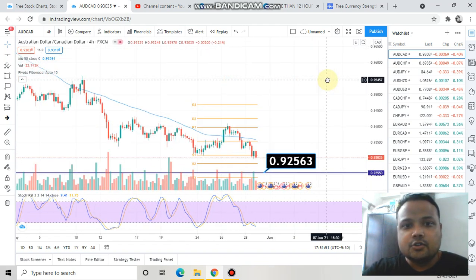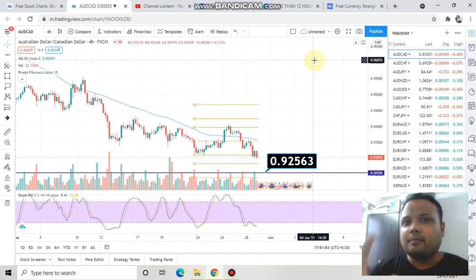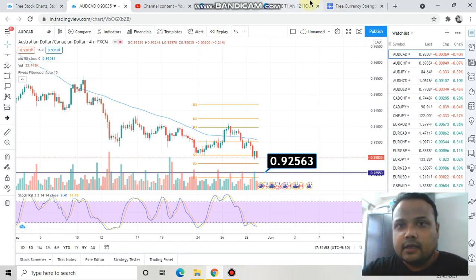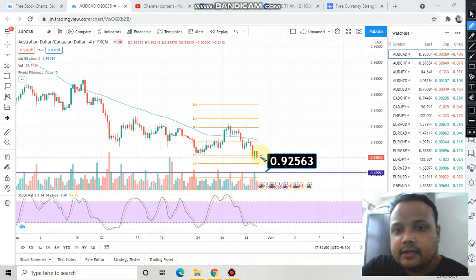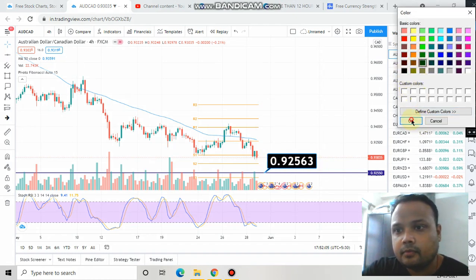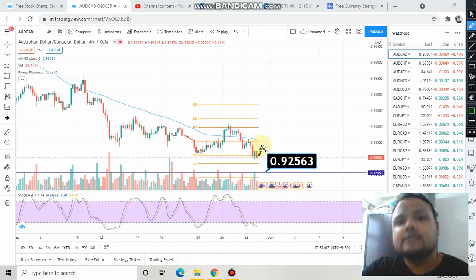Our first and foremost duty is to let the market open on Monday and just see where the price goes. If you see that the price is going up, then just observe the price when it hits the 50 moving average, because the 50 moving average is coming from the upside.